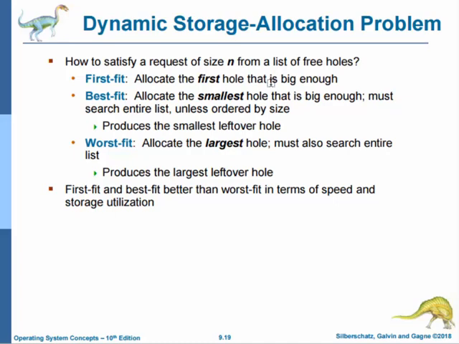When a process terminates, it releases its block of memory, which is then placed back in the set of holes. But what if the new hole is adjacent to other holes? These adjacent holes are merged to form one larger hole. This procedure is a particular instance of the general dynamic storage allocation problem, which concerns how to satisfy a request of size n from a list of free holes.